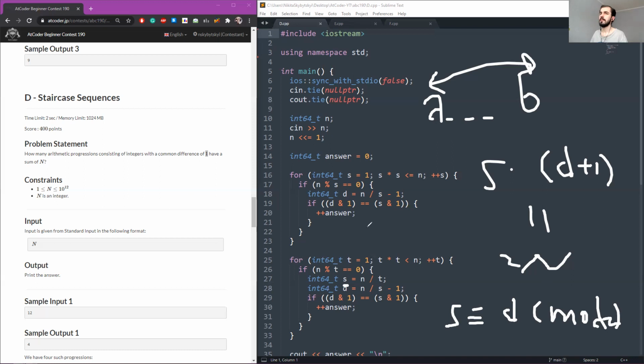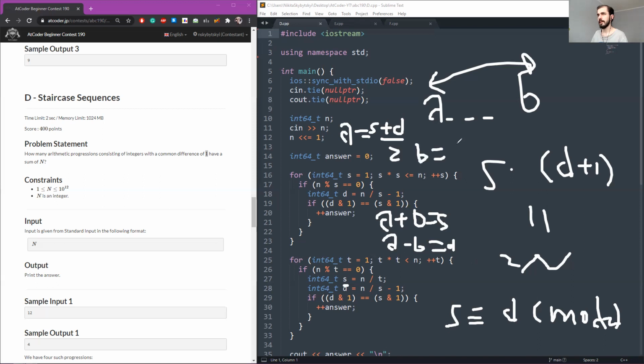Right? Because you have a plus b equals s, you have a minus b equals d, actually b minus a, but it does not matter. Then a is (s plus d) over 2, and b is (s minus d) over 2. So you need s plus d to be divisible by 2, to get integers. And then all of these pairs are different because they have different sum.